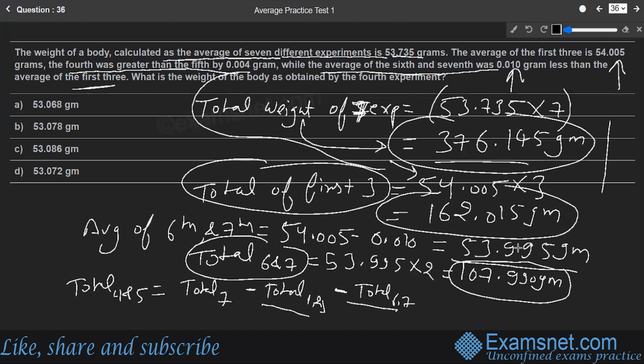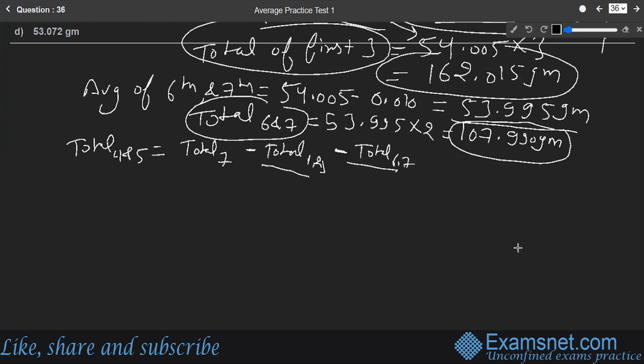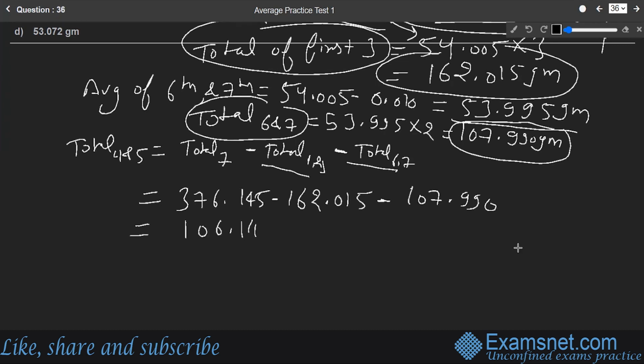Okay, if we do this, let us see where we reach. Total of 7 is already available with us. We can write down those values, that is 376.145 minus total of first 3, that is 162.015, which we have already calculated, minus total of 6 and 7 we just calculated to be 107.990. So this will give us total of 4 and 5. If we calculate this further, the total of 4 and 5 is coming out to be 106.140 gram.